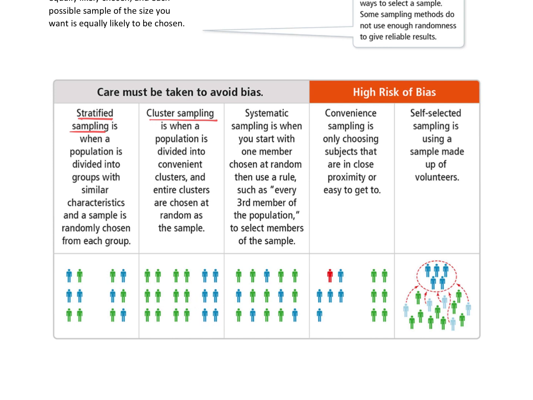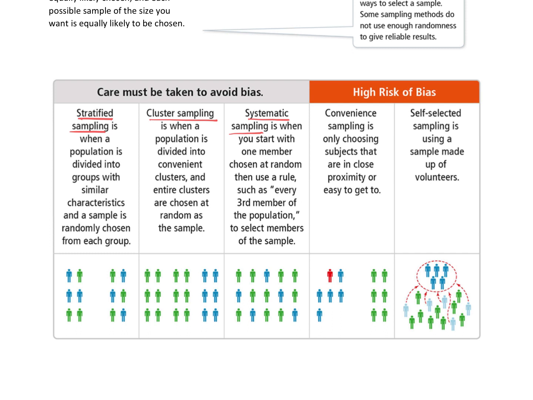We have something called systematic sampling. Systematic sampling is when you start with one member chosen at random, then use a rule such as every third member of the population to select members of the sample. So in this example, we can see our blue people: 1, 2, we would choose this person. 1, 2, 3, we're going to choose that blue person. 1, 2, 3, we're going to choose that person for our study. 1, 2, 3. So we're choosing every third person.